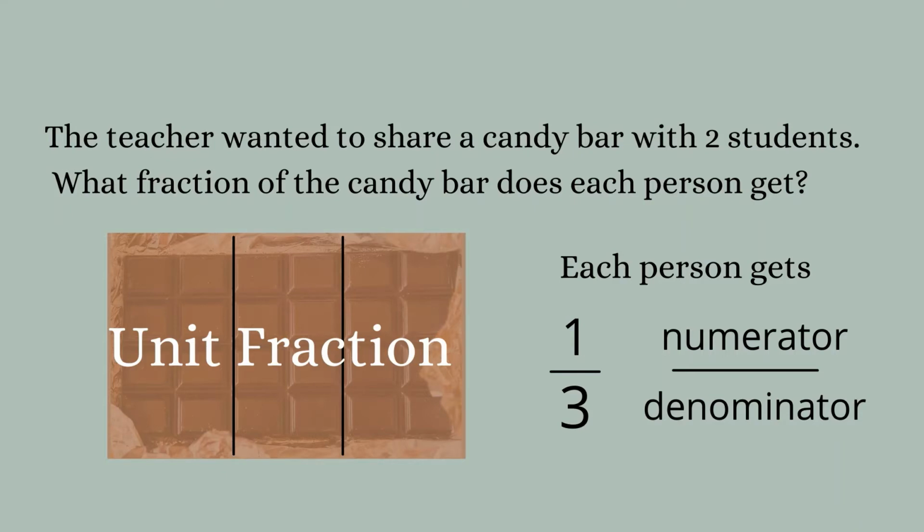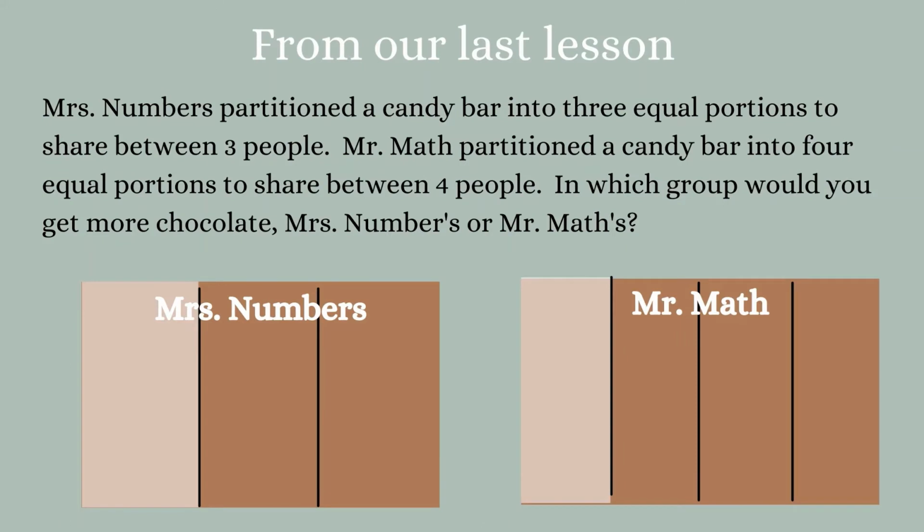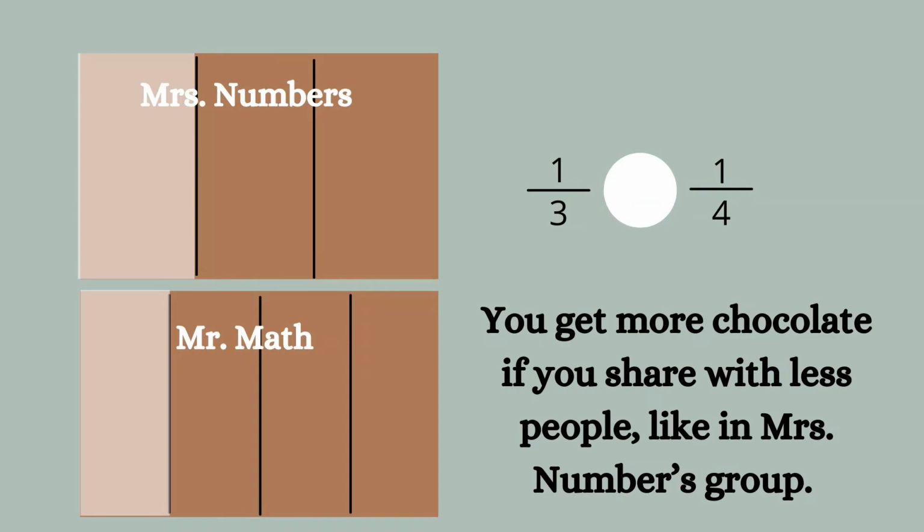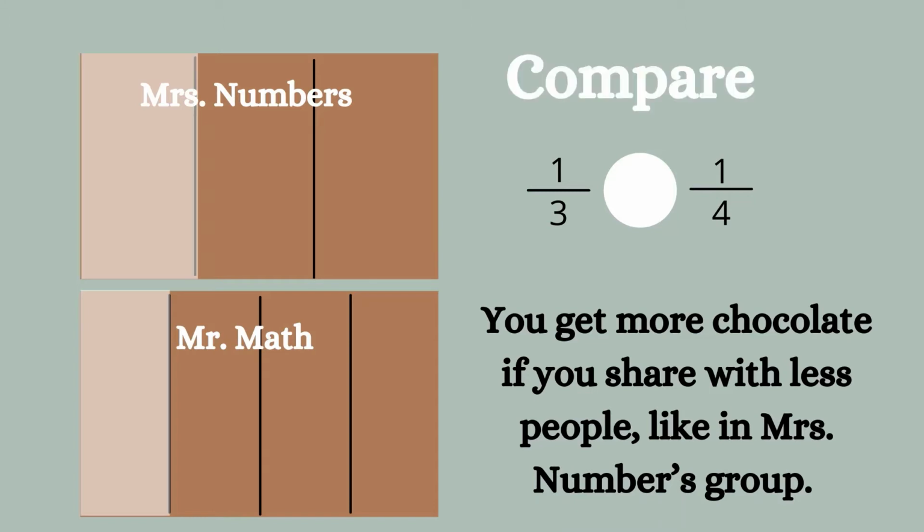In the last problem, we compared how much chocolate you would get if you were sharing with 2 other people and how much you would get if you were sharing with 3 other people. If 3 people share, you get 1/3. If 4 people share, you get 1/4. And 1/3 is actually a bigger piece of chocolate than 1/4. So we know that sharing with less people means you get more chocolate. In math, the word compare is used to tell if the numbers are greater than, less than, or equal to. 1/3 is greater than 1/4, since 1/3 of the candy bar is more chocolate than 1/4 of the candy bar.